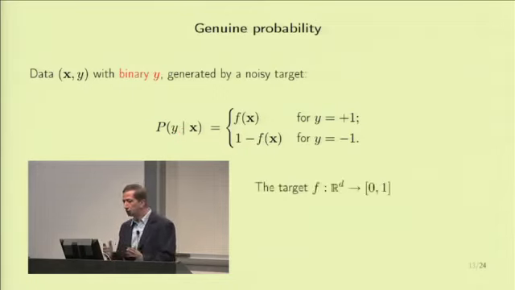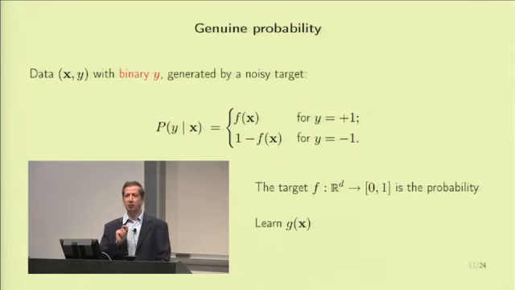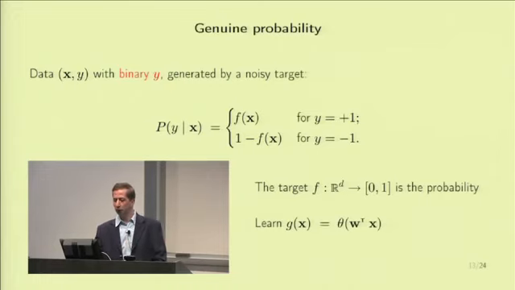So the target is from the d-dimensional Euclidean space to 0, 1, the interval, and it is interpreted as a probability. And now you want to learn the final hypothesis, which will be called g of x, which happens to have the form of logistic regression. That's the model we are talking about. So you are going to find the weights, and then you are going to dot product it with x and pass it through the nonlinearity. And the claim you are going to end up saying is that this is approximately f of x, the real guy, the probability here.